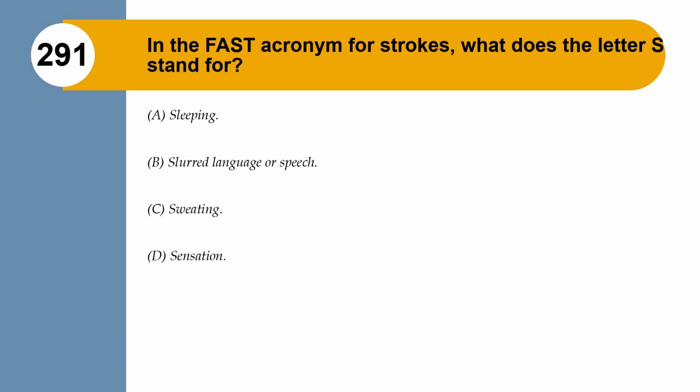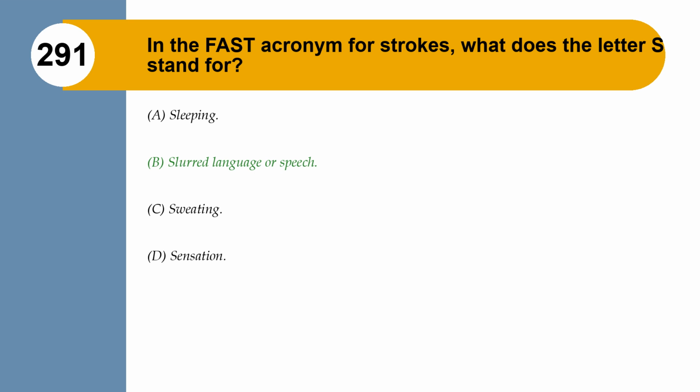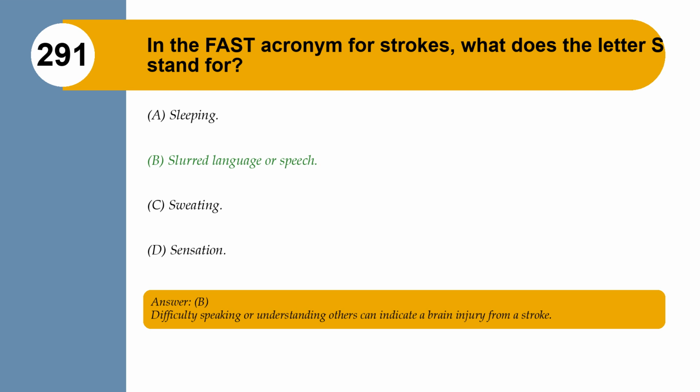Question 291. In the FAST acronym for strokes, what does the letter S stand for? Option A, sleeping. Option B, slurred language or speech. Option C, sweating. Option D, sensation. The correct answer is option B, slurred language or speech. Explanation. Difficulty speaking or understanding others can indicate a brain injury from a stroke.